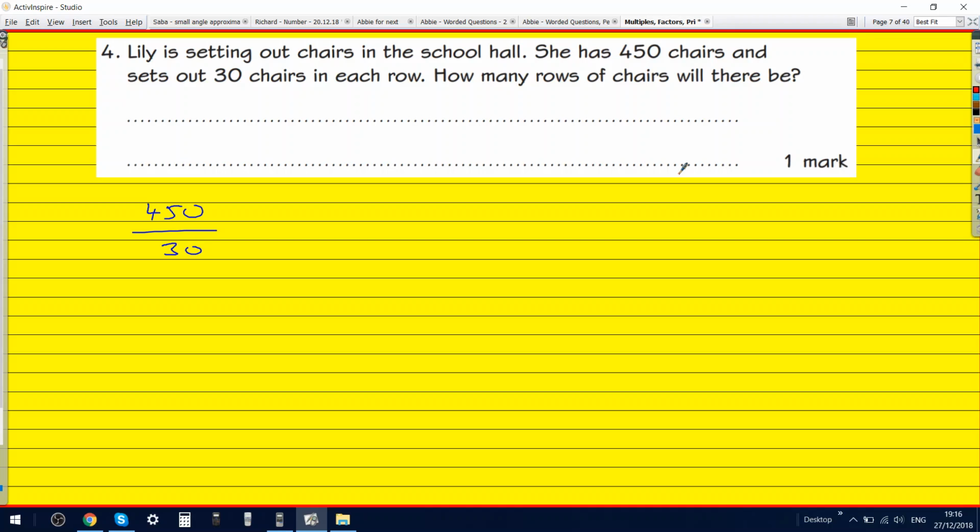So what would you get if you divided the top and bottom by 10? 450 divided by 10 is 45. Yeah, and the bottom number is 3. And so it's called cancelling down. You can just cross out one 0 each. That's a quick way of dividing the top and bottom by 10. So 45 over 3, or 45 divided by 3.